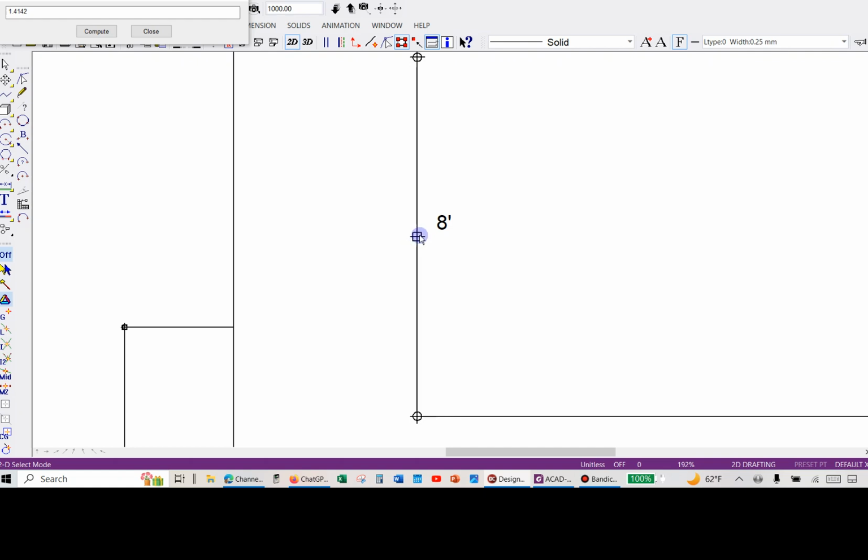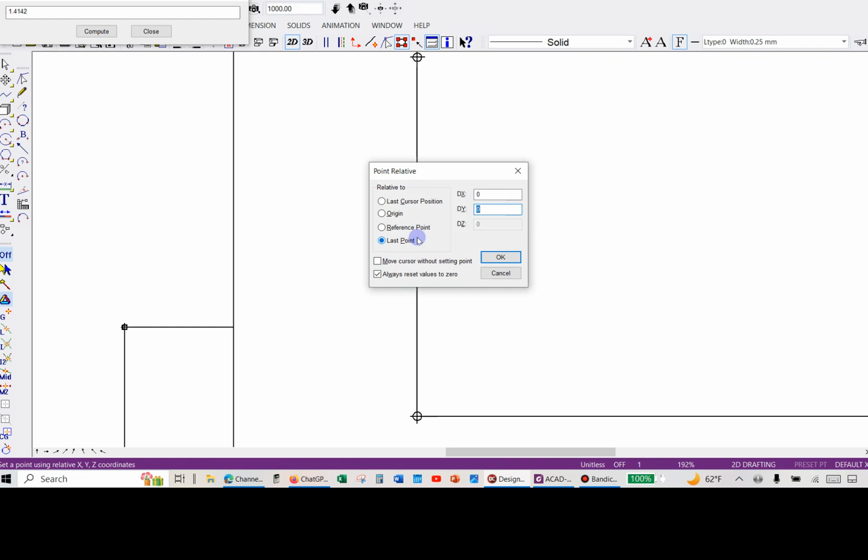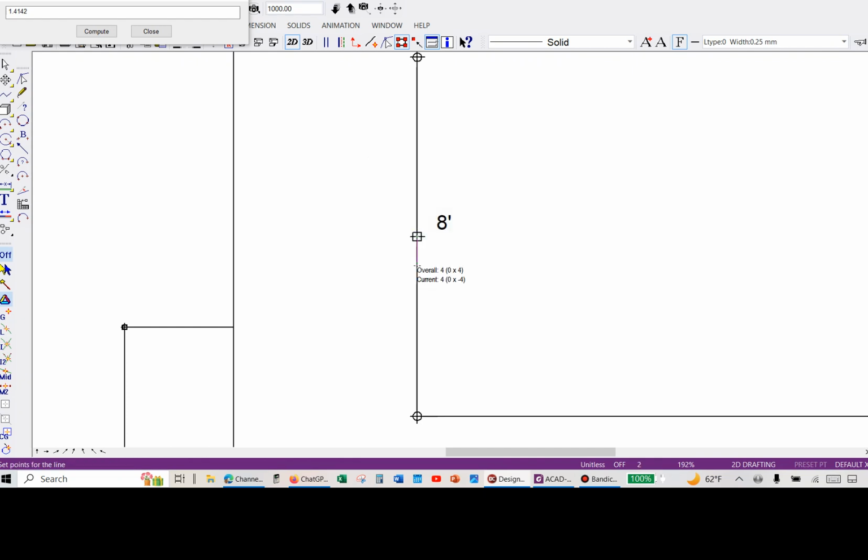Let's say it's an 8-foot footing here. Point relative. Enter. It's the same thing. You're just getting, actually this one, yeah, control Y. You're just getting an intersection. Right? So you end up with a smaller point. Let's do this. That's about right.